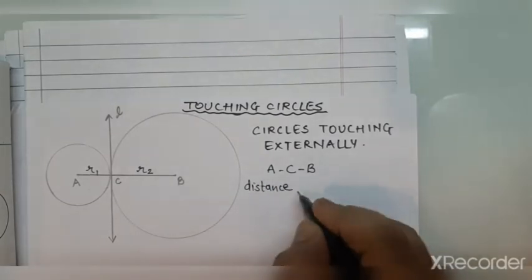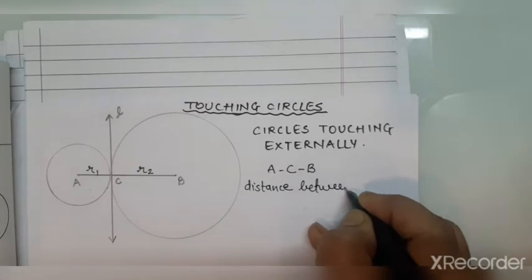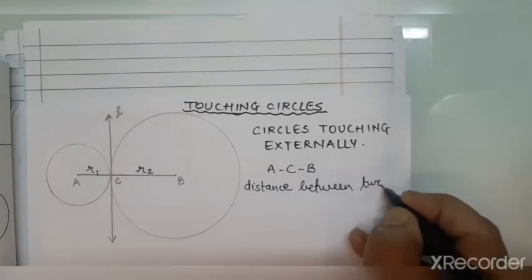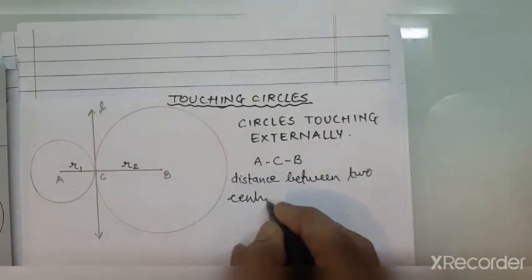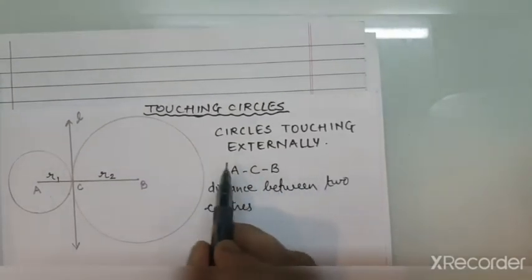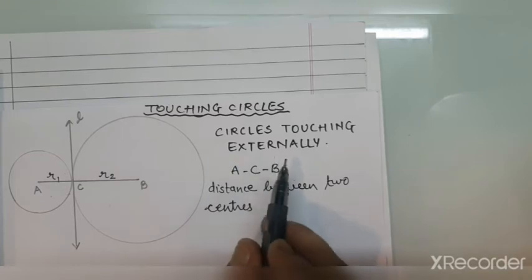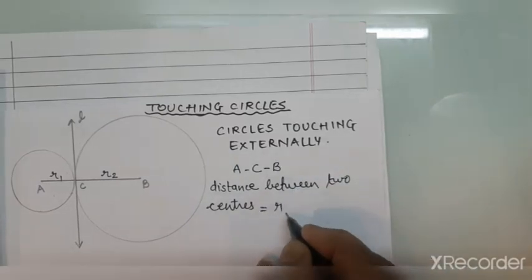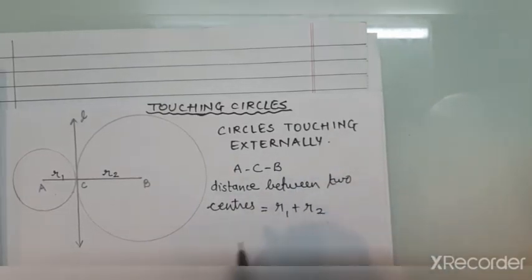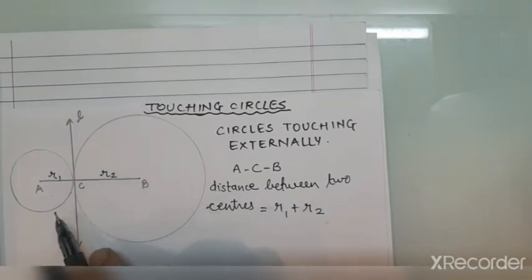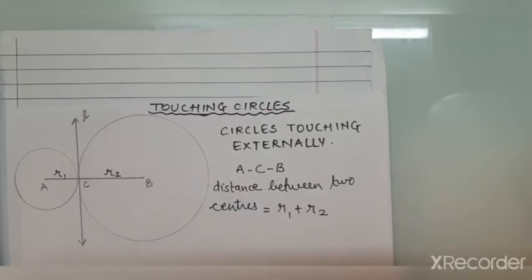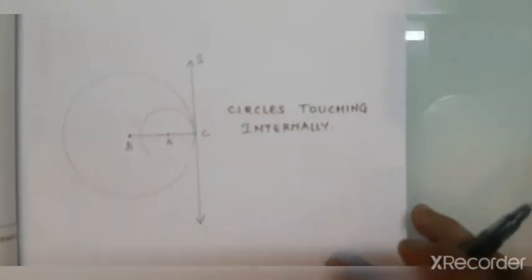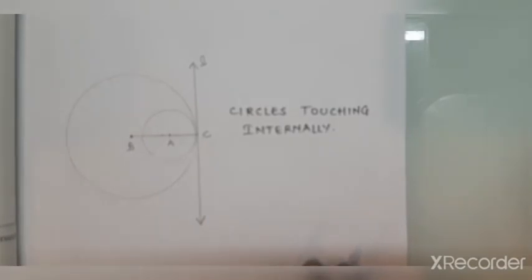So here we can write: the distance between two centers when the circles touch each other externally can be given as R1 plus R2. We can take the sum of the radii of both the circles.